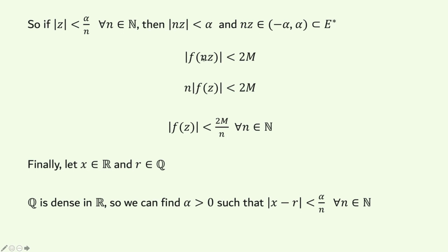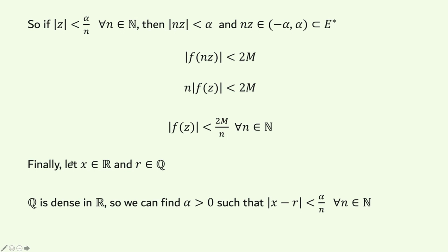And so here, using the property of f, we can pull out this n, because n is a natural number. We can pull it out of the function and divide it. And so now we show that the modulus of f of z is actually strictly smaller than 2m over n for all natural n.